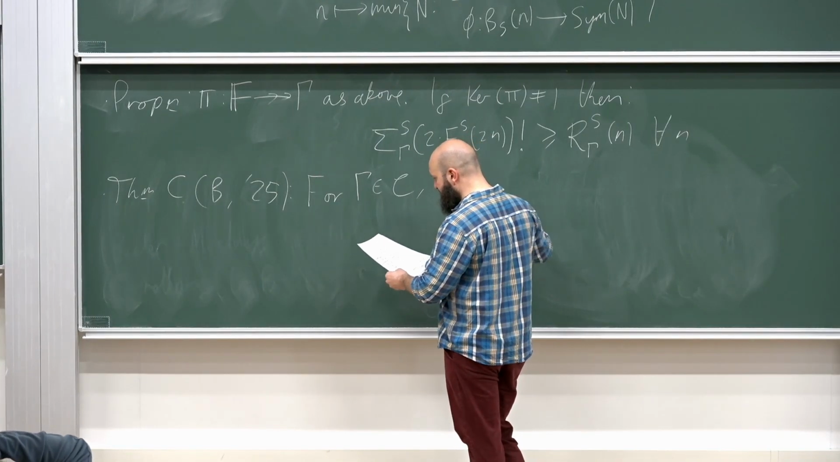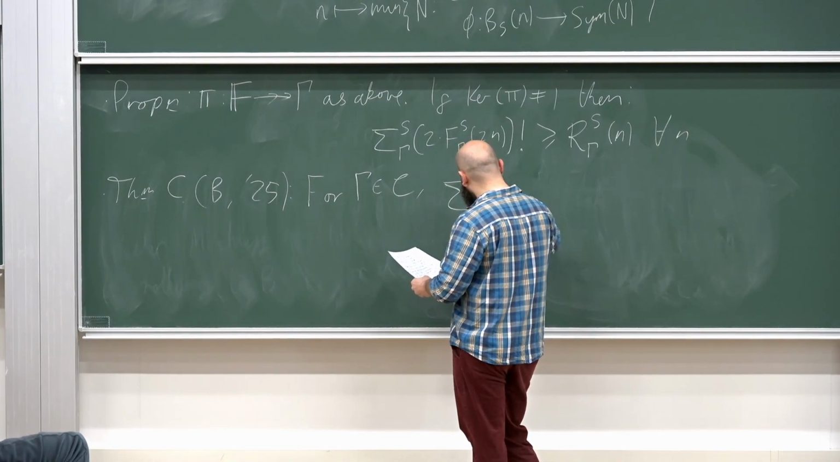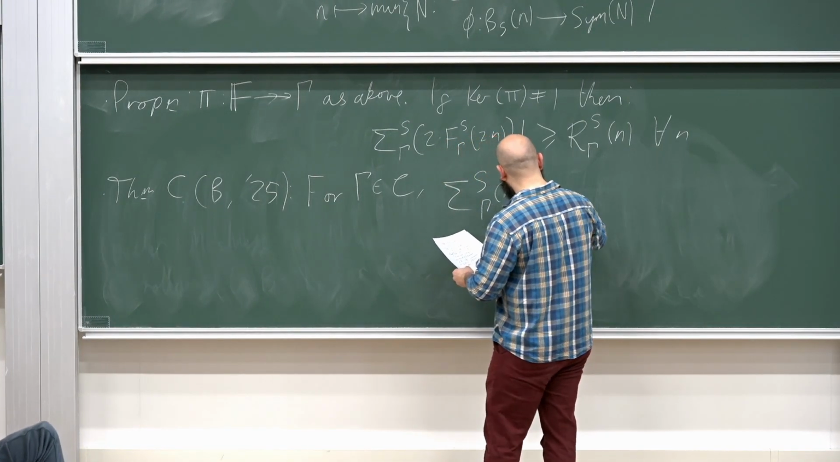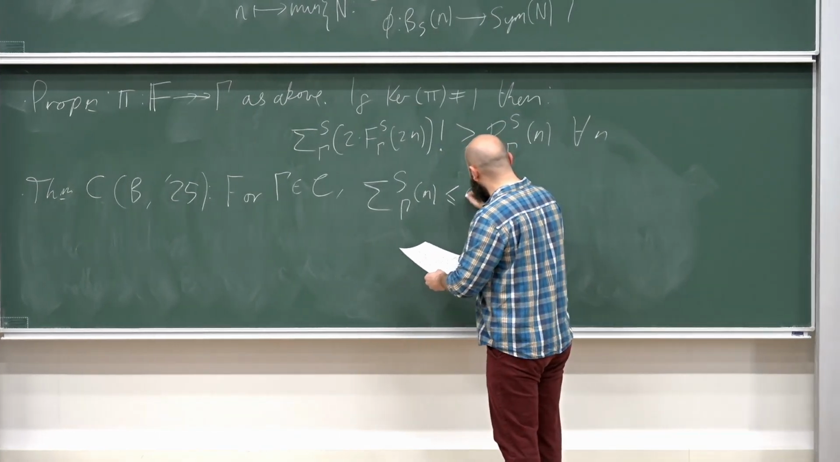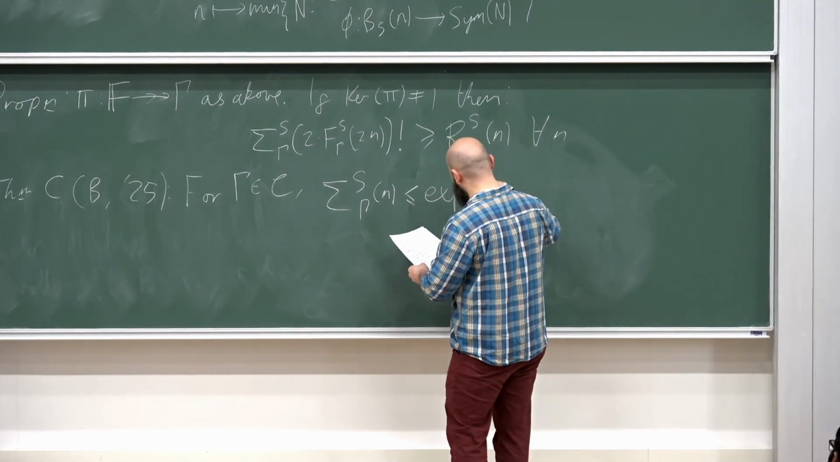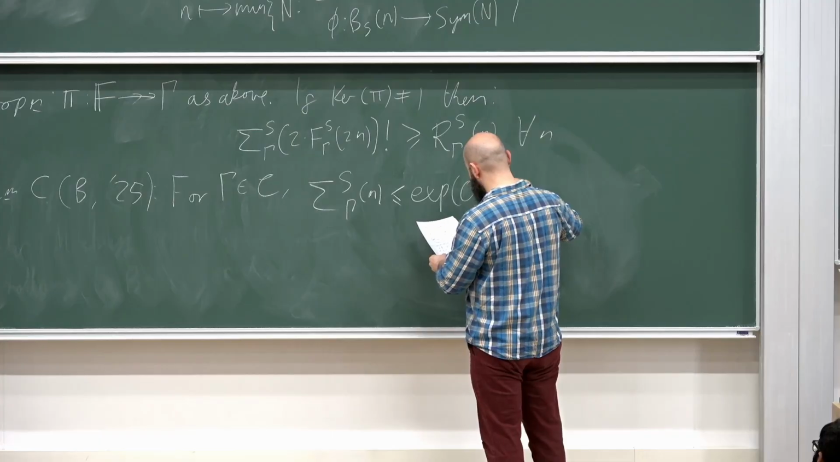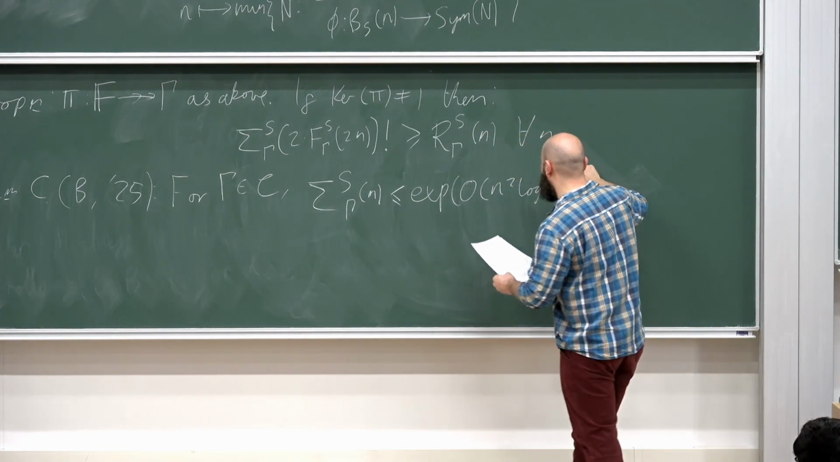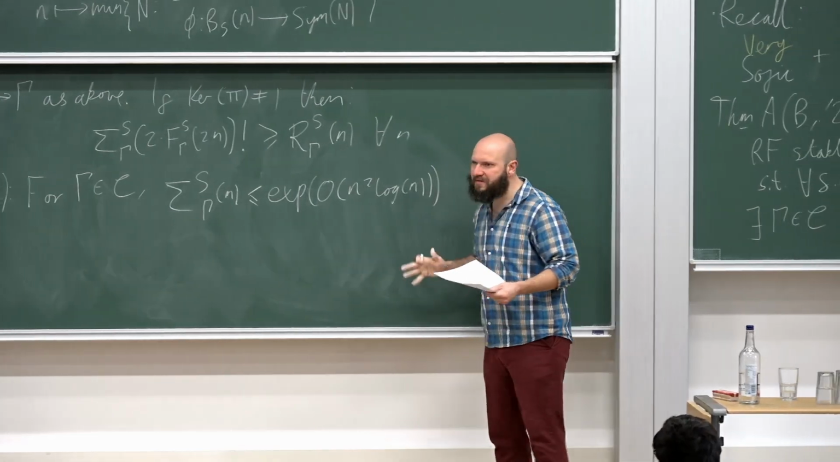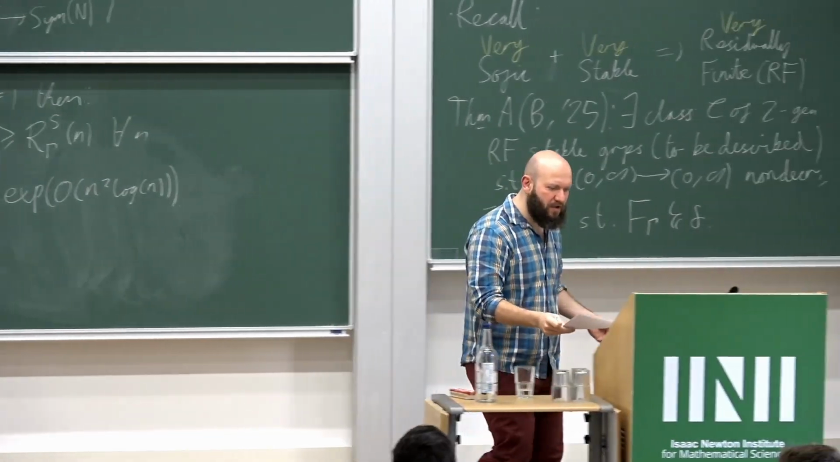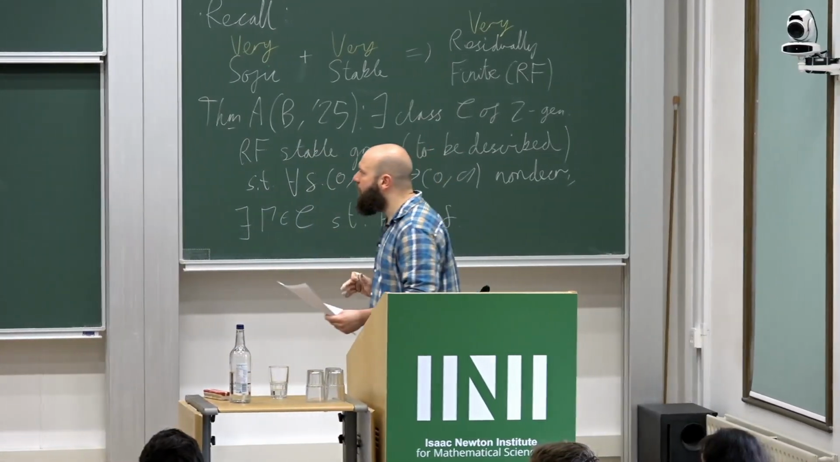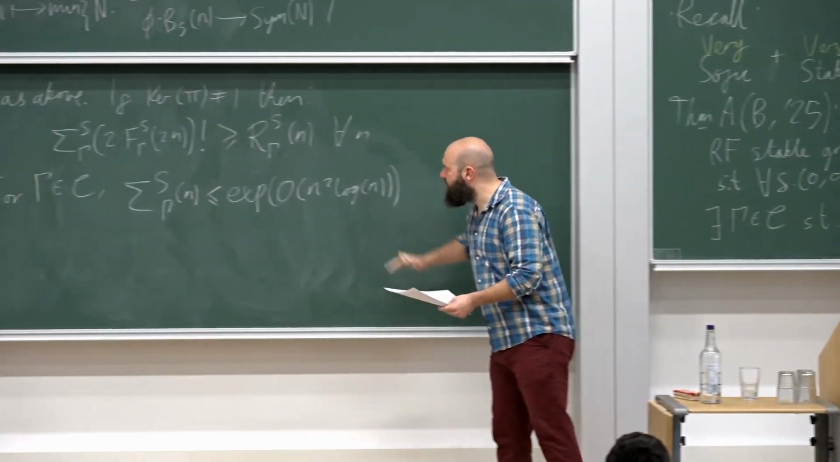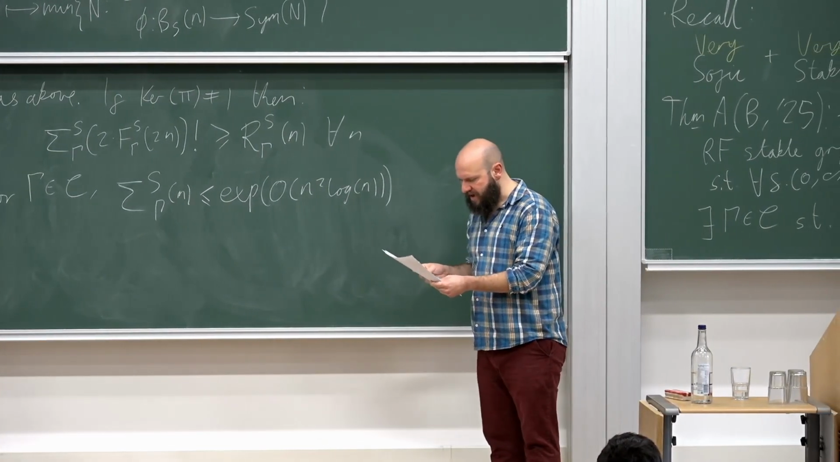But in any case, the conclusion is that for all the groups in my class, there's a uniform bound on the Sophic profile, which is pretty slow, I would say. It's exponential in n squared log n. Maybe perhaps not very slow, but given that the Sophic profile can't be that much slower than the word growth, this is not too far off exponential.